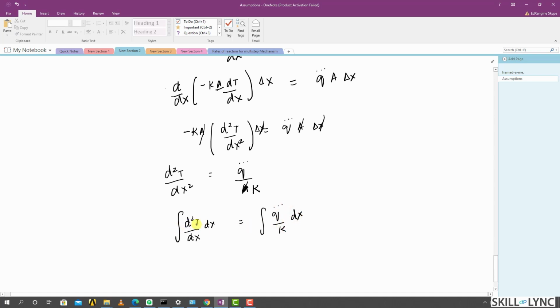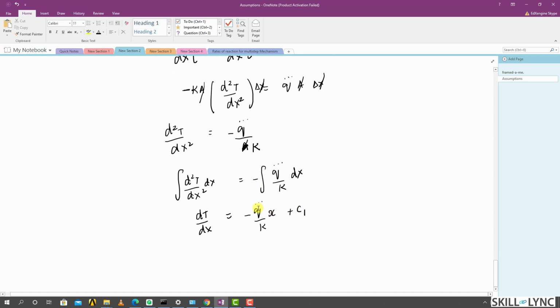Alright, so the integral of d square T by dx square is going to be dT by dx, and here we are going to have q triple dot by K, and there is a negative sign, right? So let me just carry it over here as well. And the integral of dx is going to be x plus a constant. Now we can do the same thing again. So I'll first multiply and then integrate on both sides with respect to dx. And since q triple dot by K is a scalar, I can take it out of the integral sign, plus the integral of C1 times dx.